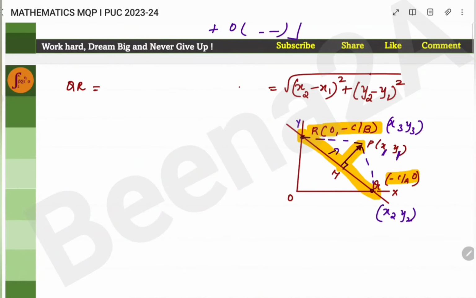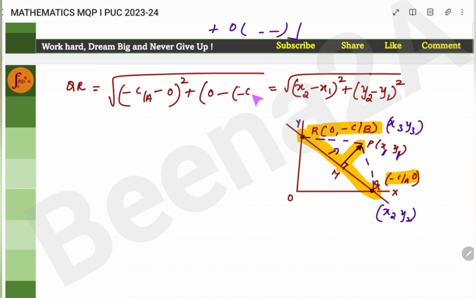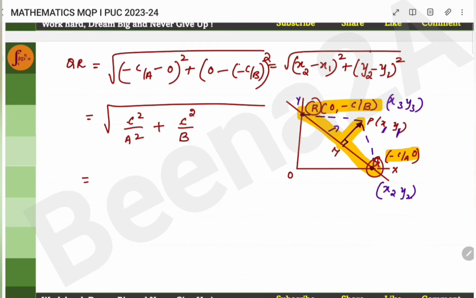Now we need to find QR. So to find QR, let's substitute in this formula. What is x2? It's minus c by a minus x1. x1 is 0, the whole square, plus y2 is 0 minus of c by b. Right? Basically, you're using this coordinate and this coordinate, QR. So let's simplify. So we'll get root of c square by a square. And here you'll get c square by b square. Now I'll take c square as common. So I'll get 1 by a square plus 1 by b square square root.